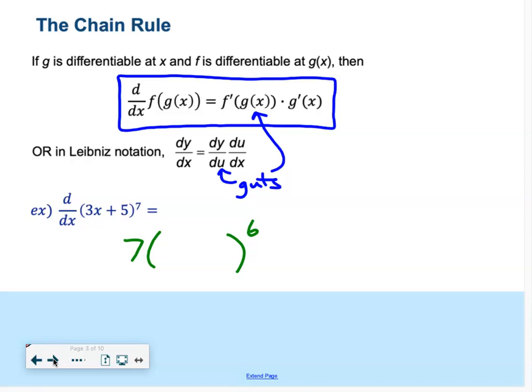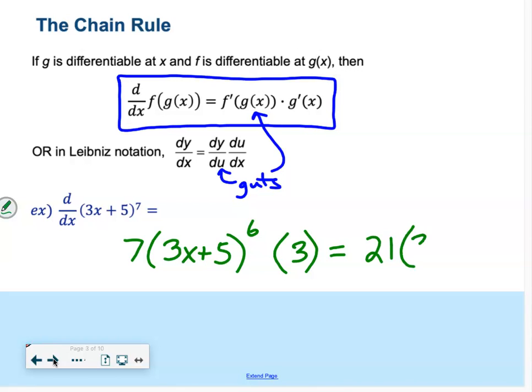And then, what do you do with the guts? So first, the guts stay the guts. Don't change the guts. You got to keep your guts. But then you multiply on the outside by the derivative of the guts. So the derivative of the guts would be 3. So your answer to this derivative is 21 times 3x plus 5 to the 6th.